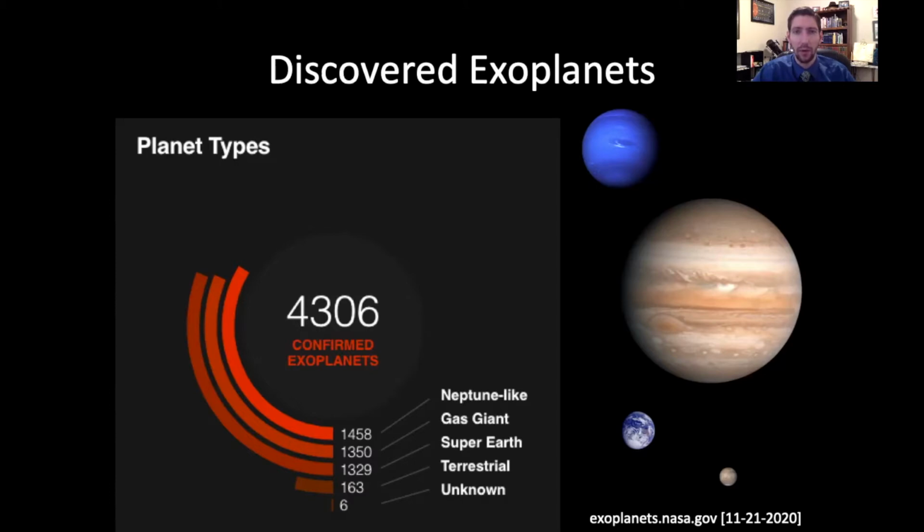As of the day I'm recording, we've confirmed 4,306 exoplanets. 34% are Neptune-like. 31% are gas giants like Jupiter and Saturn. 31% are super-Earths, that is, of densities comparable to Earth but more massive. And about 4% are terrestrial, like Mars, Mercury, Venus, and Earth.